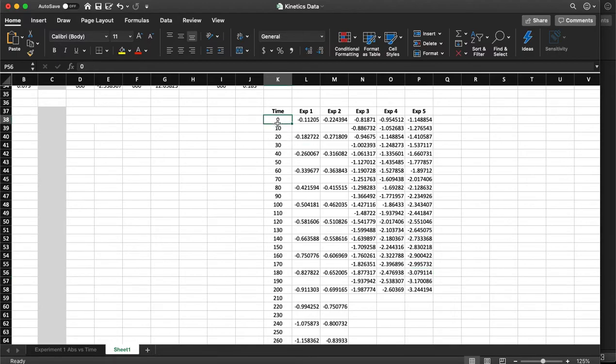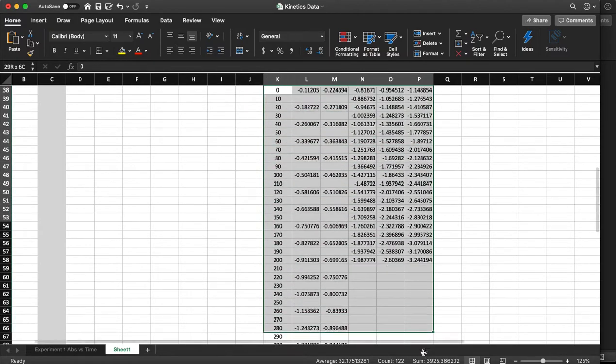And if I want all of this in one plot, I set this up so that what I want on my x-axis is my first column, and I can highlight a whole bunch of columns this way.